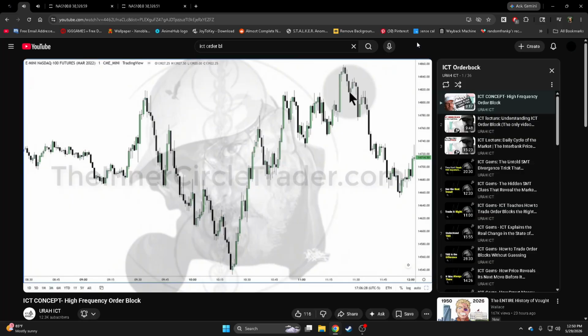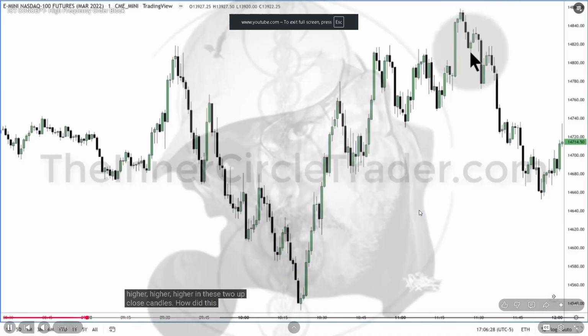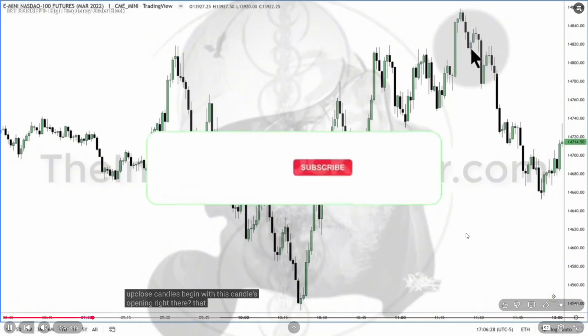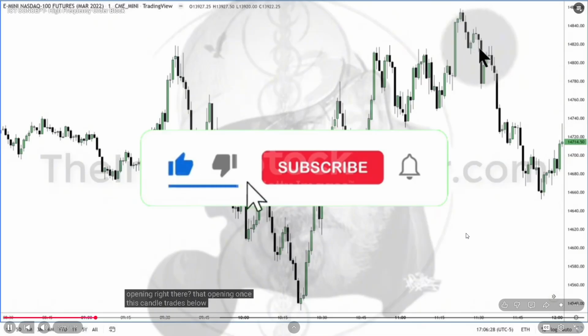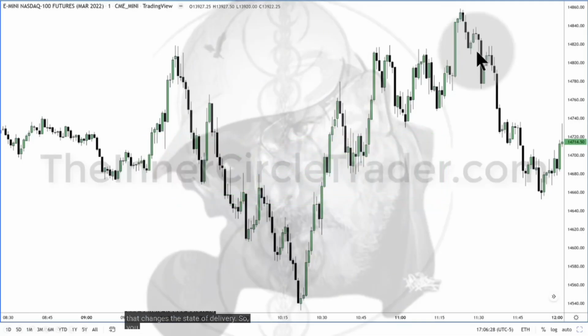You see a lot of people asking, what is an order block? Only my students in mentorship know what an order block is, okay? What it is, it's a change in the state of delivery. The market's being offered higher, higher, higher, higher in these two up-close candles. How did this series of up-close candles begin? With this candle's opening, right there. That opening, once this candle trades below it, that changes the state of delivery. So you go back to that point of reference right there. And that's why it's sensitive. The algorithm remembers that right there.